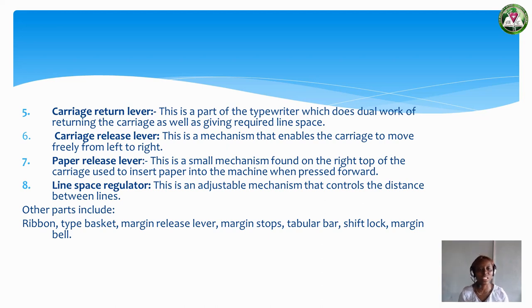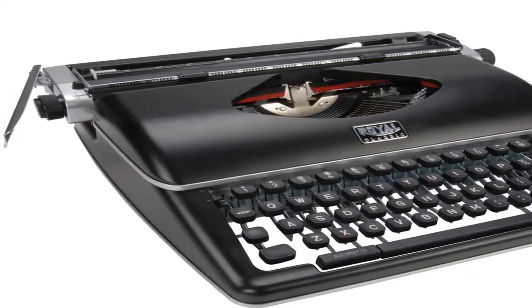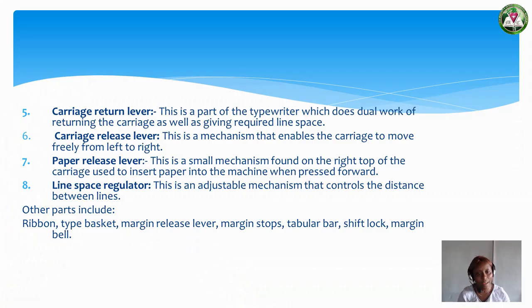We will practicalize all this. But you have your typewriter, practicalize it at home. Line space regulator is an adjustable mechanism that controls the distance between lines.